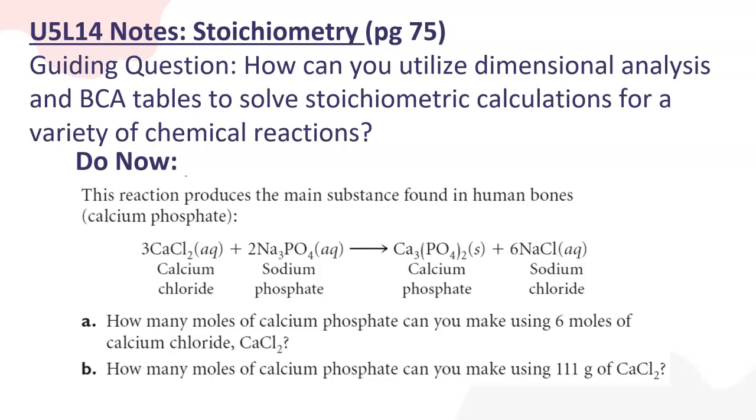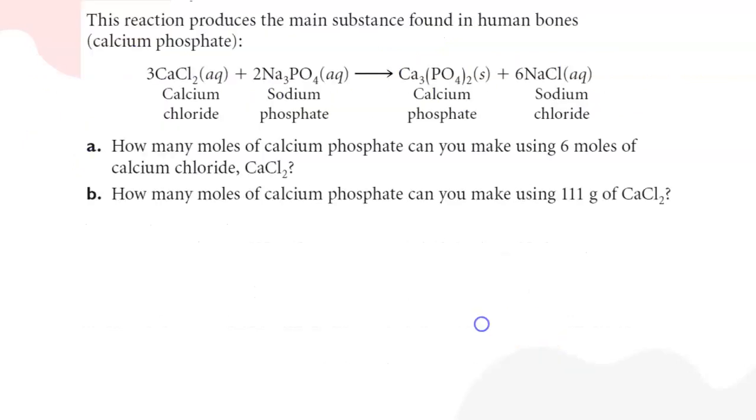We're going to first look at this do now together, but the goal is that you do the do now first and then you follow up with the video. And then we will dive into notes. From the do now, we have a reaction for the main substance found in human bones, calcium phosphate, as given. And we're going to solve A first.